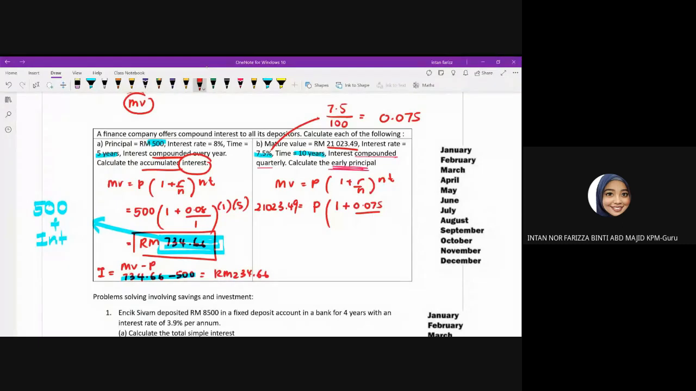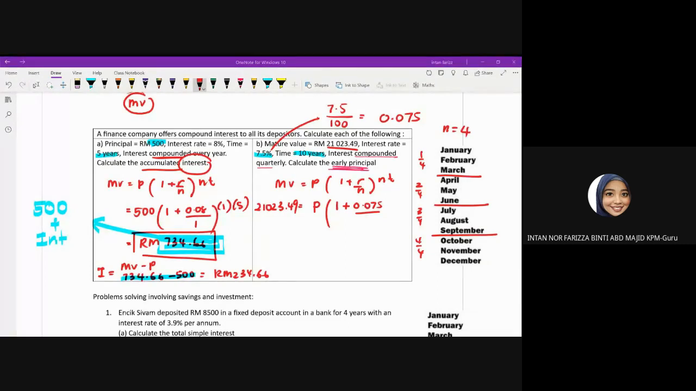Okay, how to figure out the n? Compounded quarterly, maksudnya, n equals 4. That means four cycles. This is the first cycle, second, the third, and the fourth one. Quarterly means 1 over 4, 2 over 4, 3 over 4, 4 over 4. In bahasa Melayu, suku. If the newsreader says the first quarter of 2023, that means they are referring to January to March 2023. Itu maksud dia.